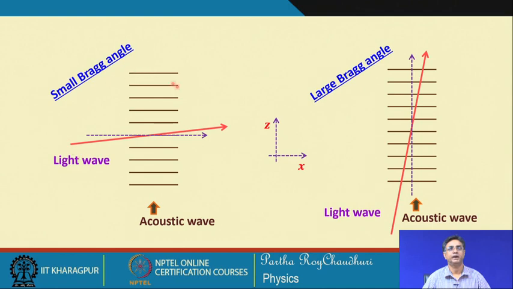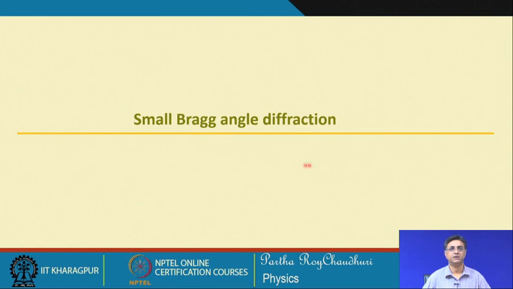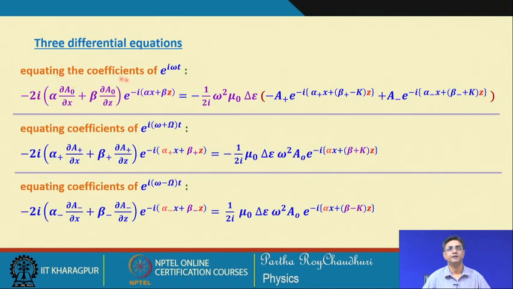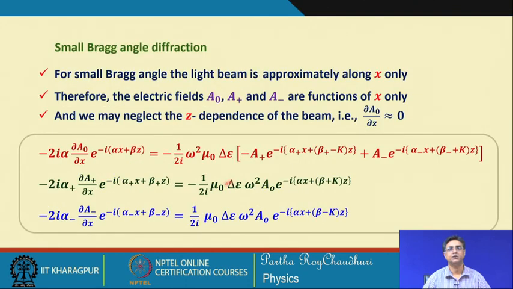You have the small Bragg angle, where the angle of incidence is very small, and the large Bragg angle, where the angle of incidence is very large, which is why it is called the large Bragg angle. So, first we will consider the case of the small Bragg angle, equating the coefficients. We have already seen that after equating these coefficients we have these quantities. Because of the small Bragg angle, there is no z dependence of the field amplitude, so we can neglect the z dependence here.